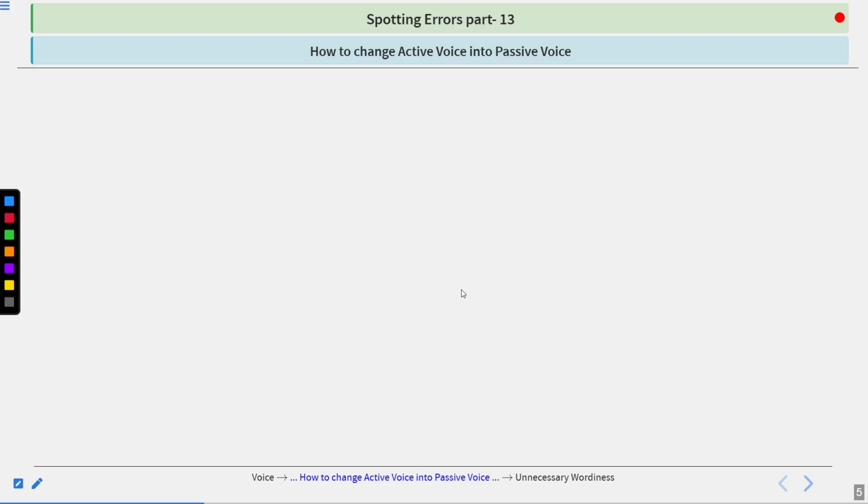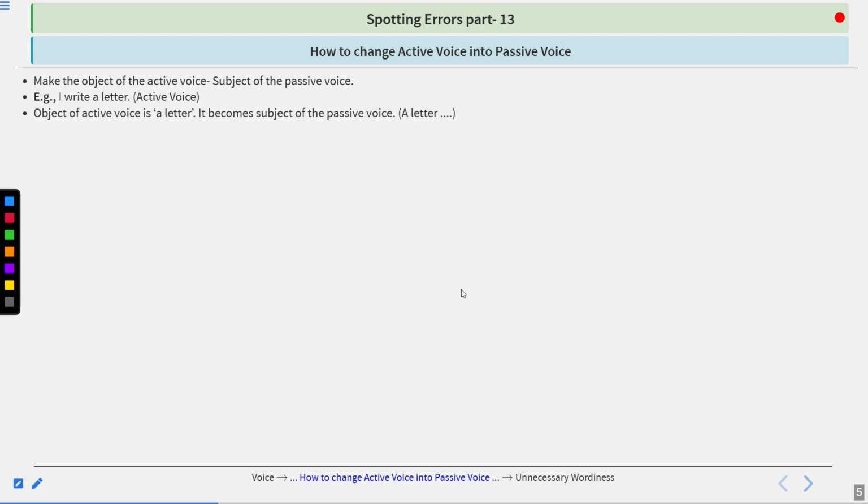How to change active voice into passive voice. Make the object of the active voice the subject of the passive voice. So you have to change the object into the subject of the passive voice. Example: I write a letter, which is an active voice sentence. The object of the active voice is a letter. It becomes the subject of the passive voice, a letter.